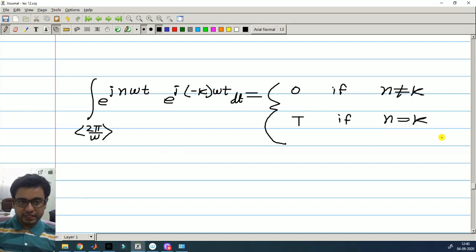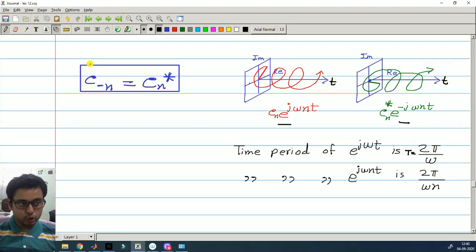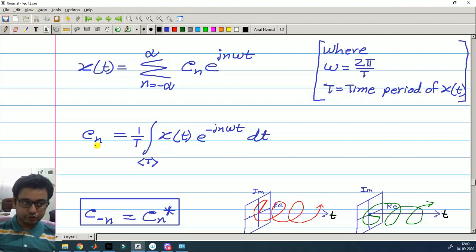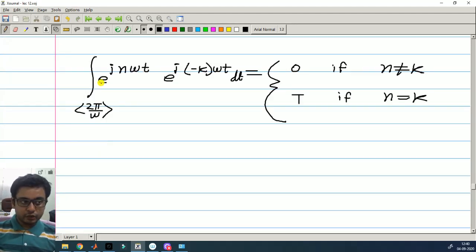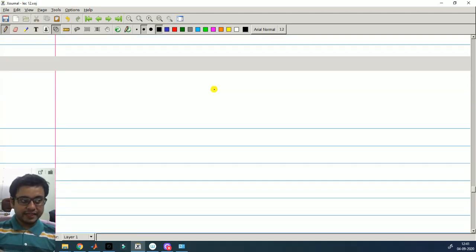This was the fundamental idea that we have used to derive the expression for complex Fourier coefficients. Now we will see this rule has another very nice implication. Okay, so let us see that.